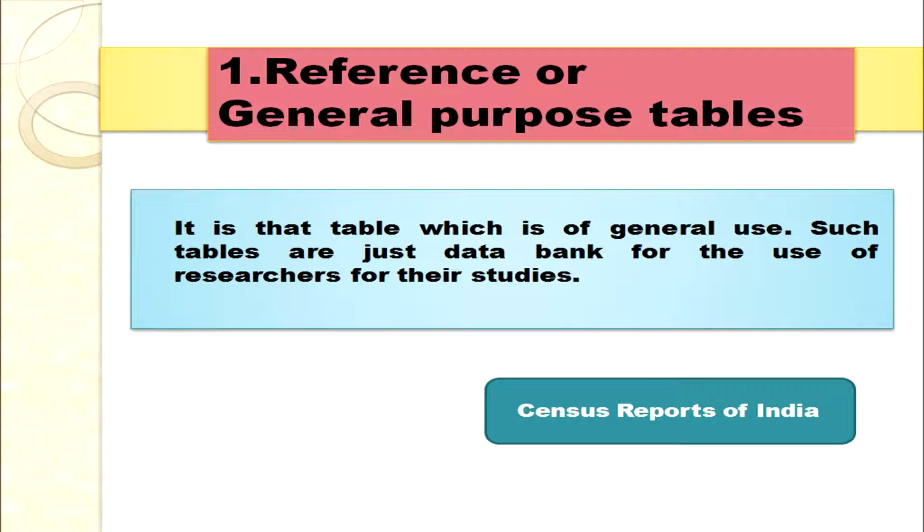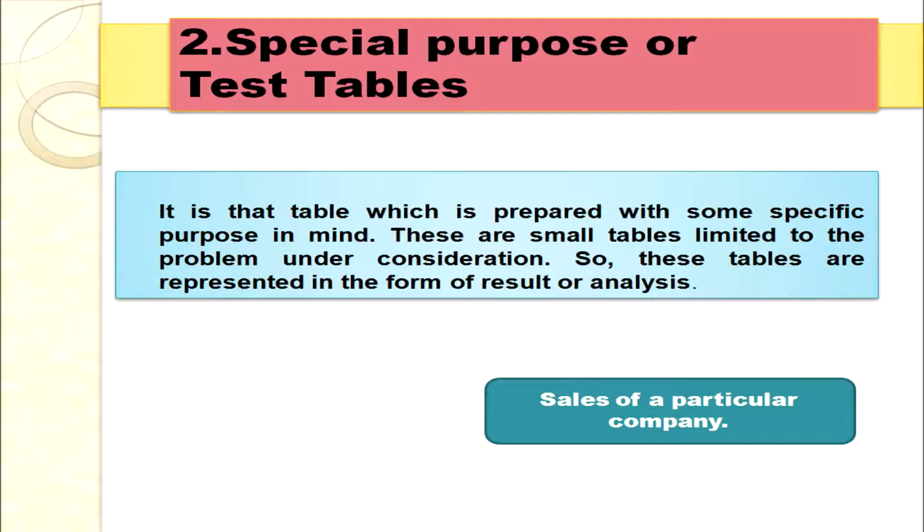For example, as you can see, census reports of India, a lot of information regarding employment, regarding income, number of members, education, all different kind of information is there in this report. So, we are saying general purpose tables are of general use. Such tables are just data bank for the use of researchers for their studies. Next, what are special purpose table or test tables?